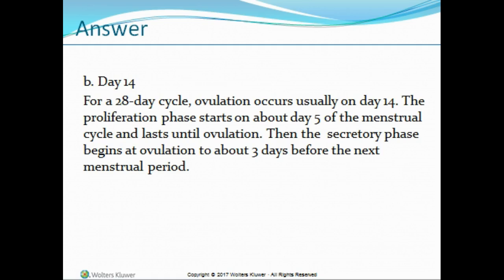The answer is B, day 14. So for a 28-day cycle, ovulation occurs usually on day 14. The proliferation phase starts on about day 5 of the menstrual cycle and lasts until ovulation. Then the secretory phase begins at ovulation to about 3 days before the next menstrual period.